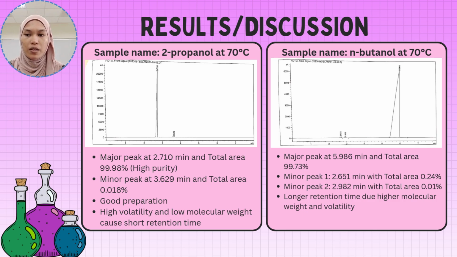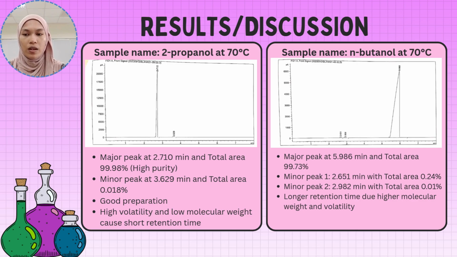These properties cause the compound to spend less time interacting with the stationary phase, resulting in faster elution. A very small minor peak was observed at 3.69 minutes, which may be due to traces of impurities or background noise. For pure N-butanol, the major peak is at 5.986 minutes with a total area of 99.73%, confirming the high purity of the sample.